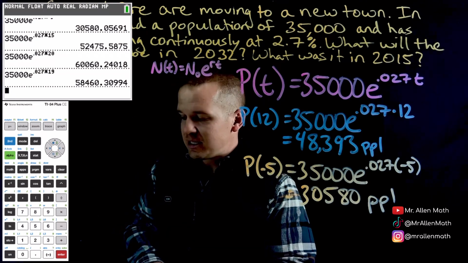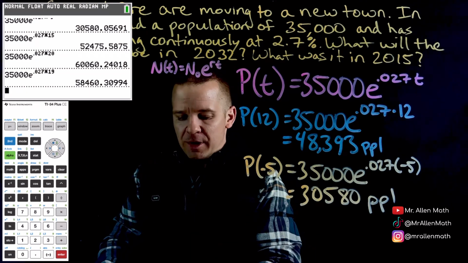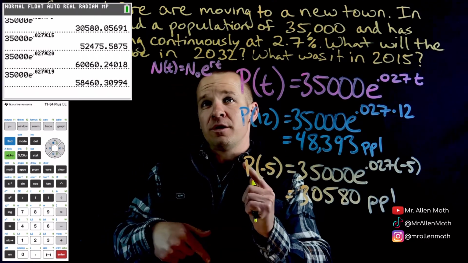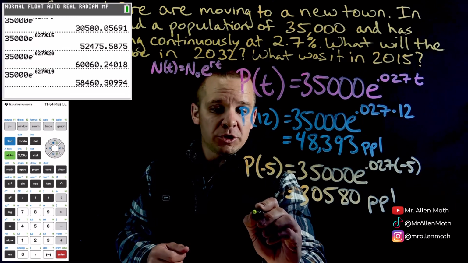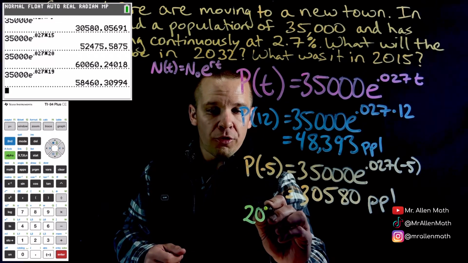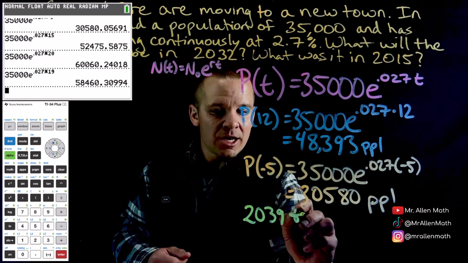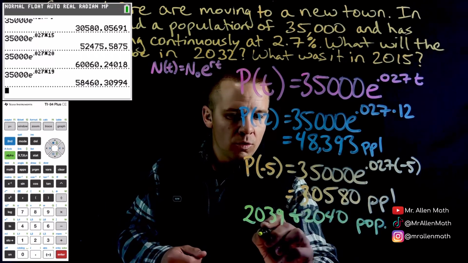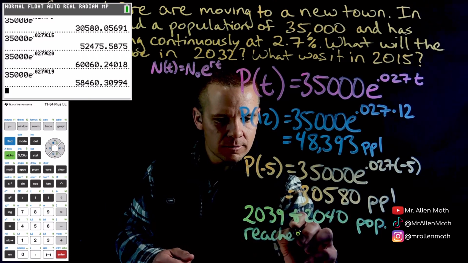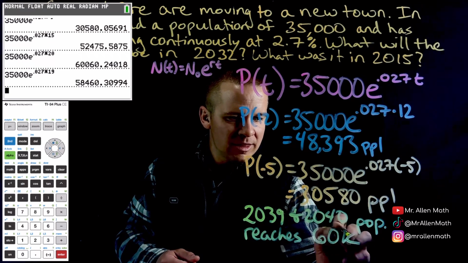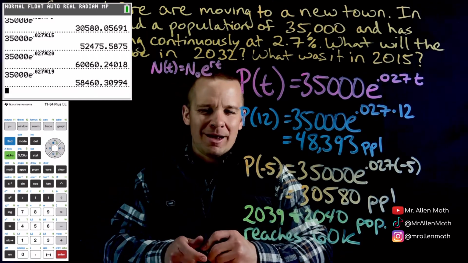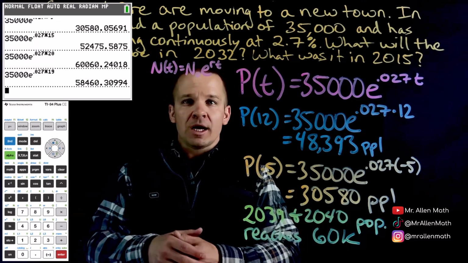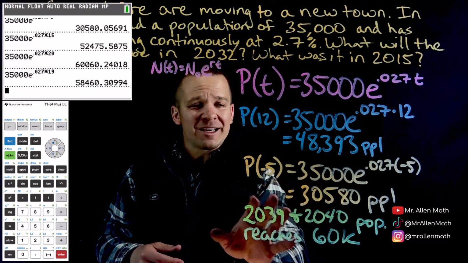So what year would that be? This is a what if, so this is not written up here. We are at 19 and 20 years after 2020. So between 2039 and 2040 the population reaches 60,000 people, 60K. That's awesome. Little guess and check action there.